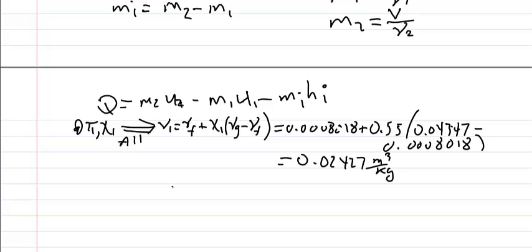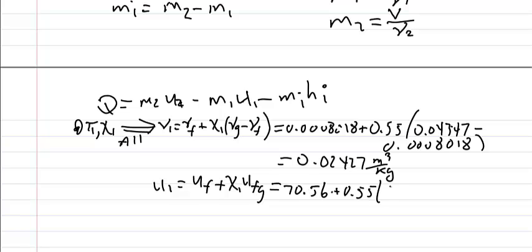Next, let's find the internal energy at 1. So U1 is UF plus the quality times UFG. UF is 70.56. UFG is 167.30. And we can go through the math and we get 162.57 kilojoules per kilogram. All right, so now we have our data at 1. Let's move on to state point 2.